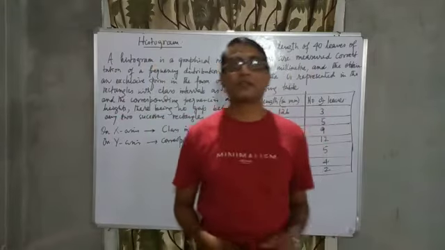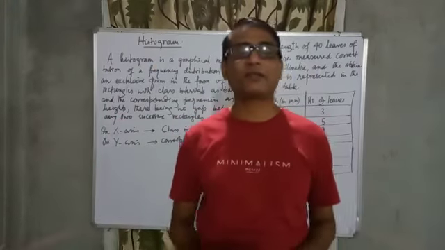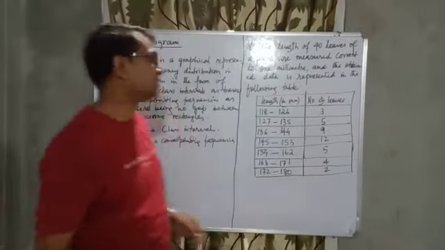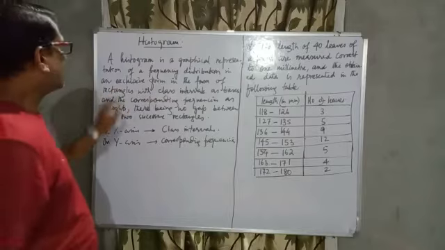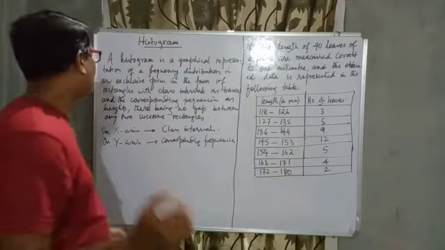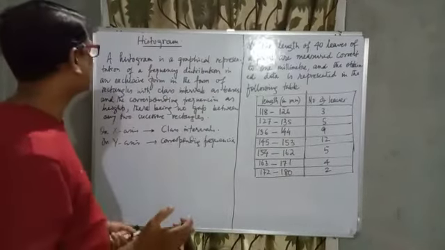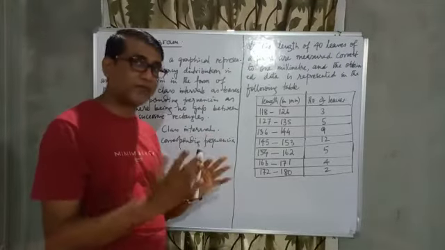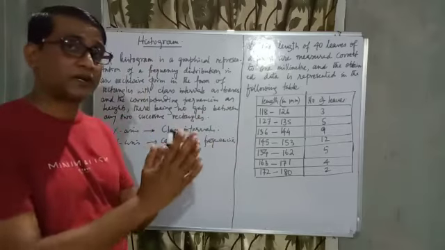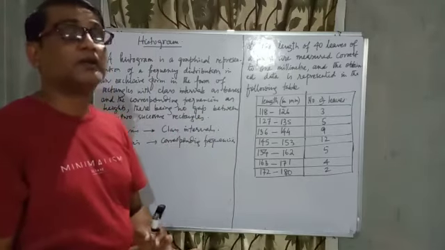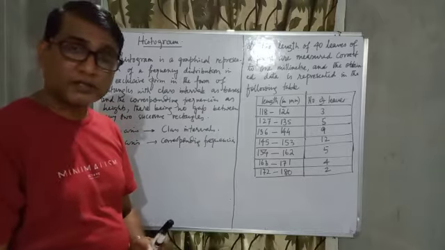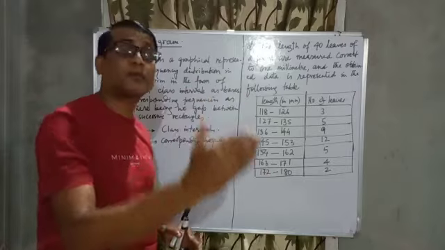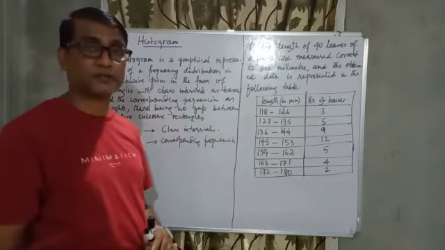In the last class, we discussed the bar graph. Today we will discuss the histogram. A histogram is nothing but a graphical presentation of frequency distribution in the form of rectangles with the class intervals as base. The bases of the rectangles represent the class intervals, and the height represents the frequencies of the corresponding class intervals.